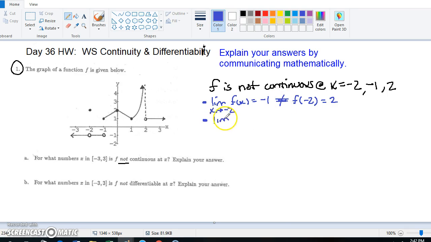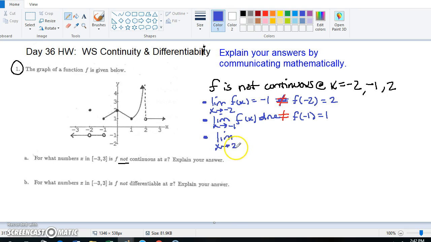For x equals -1, the limit as x approaches -1 of the function does not exist. Therefore, the function is not continuous. We could say f of -1 is 1, but the two are not equal, so the function is not continuous at -1. Third one, when x is 2.